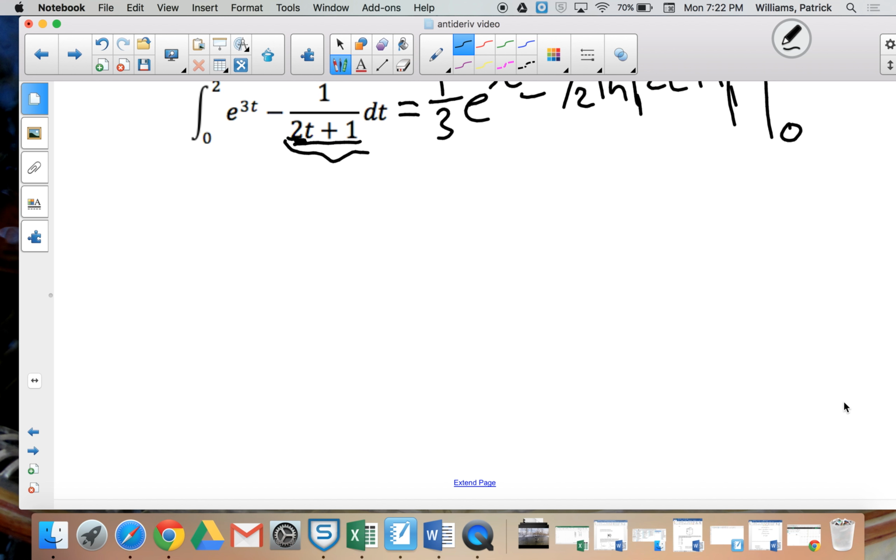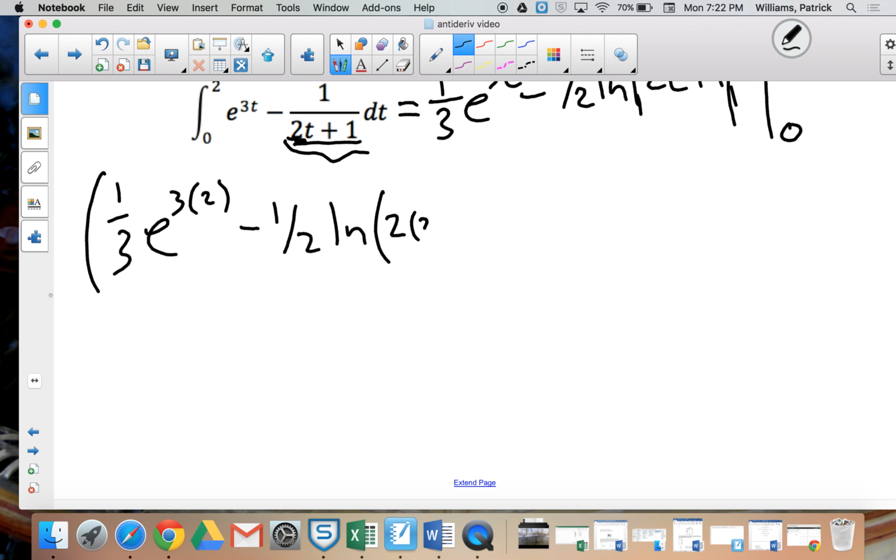Okay? So when we go through this, again, we're going to want to apply our two limits of integration. So first we'll have 1/3 e to the 3 times 2 minus 1/2 the log of 2 times 2 plus 1. Notice I ditched the absolute value because this is a positive number, so I don't need an absolute value anymore. Just don't need that cluttering everything up. Put the parentheses around it.